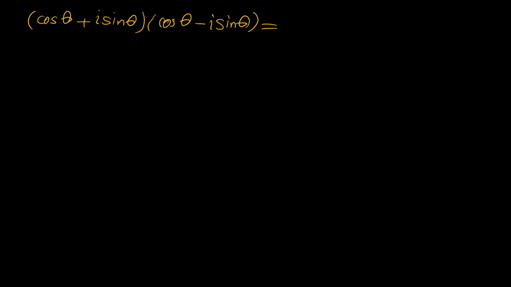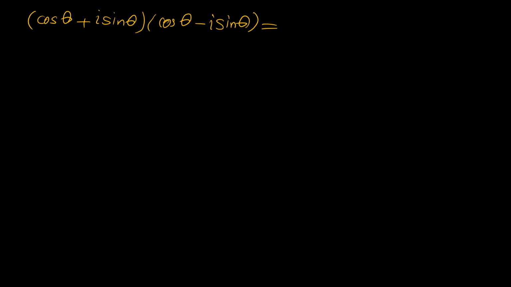Now we have a multiplication between two complex numbers, but it is a bit unusual that the complex numbers include cosine and sine. We want to multiply cosine theta plus I sine theta by cosine theta minus I sine theta, and here we don't want to use any polar form or exponential form, things like that. Directly we want to multiply these two brackets by each other and calculate this.